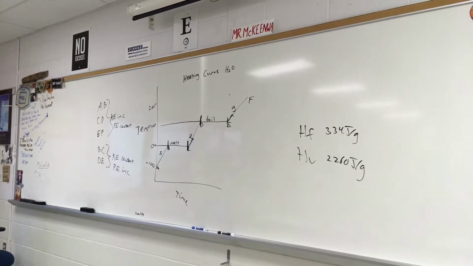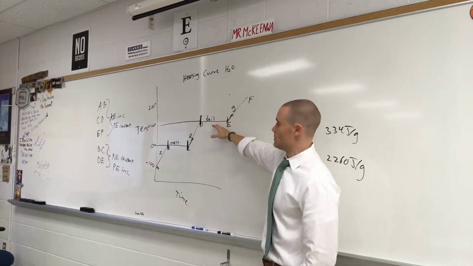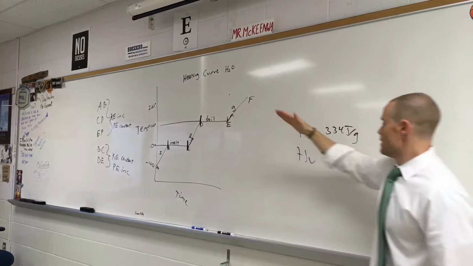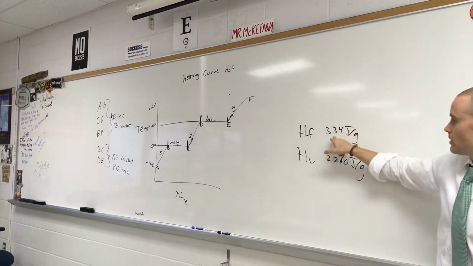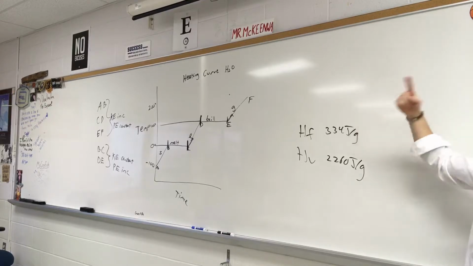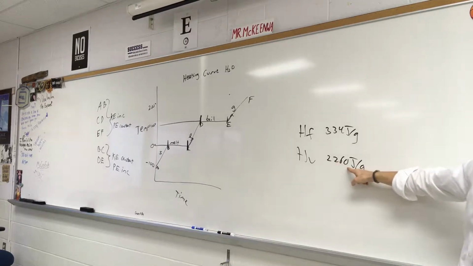When you boil liquids, I don't care if it's water or what it is, the boiling point's always higher than the melting point. Always, no matter what the substance is. The amount of energy, this is 334 joules per gram. It takes 334 joules to melt 1 gram. But if you have 1 gram of water, it takes 2,260 joules to boil.